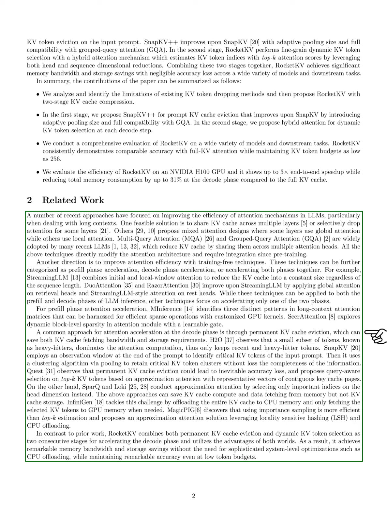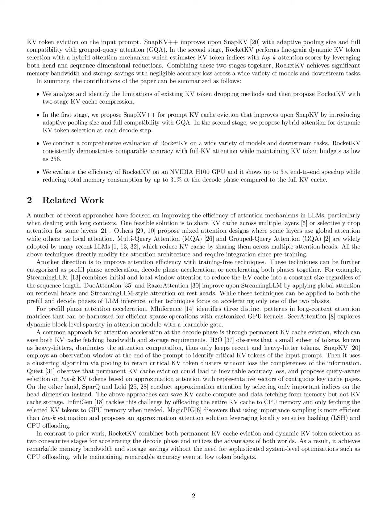However, many of these methods do not address KV cache storage issues. InfiniGen tackles this by moving the KV cache to CPU memory and fetching only necessary tokens to the GPU. MagicPig finds that using importance sampling is more efficient than top K selection. In contrast to these prior works, RocketKV uniquely combines both permanent KV cache eviction and dynamic KV token selection, achieving significant memory and storage savings without complex system-level optimizations, while still maintaining high accuracy even with low token budgets.